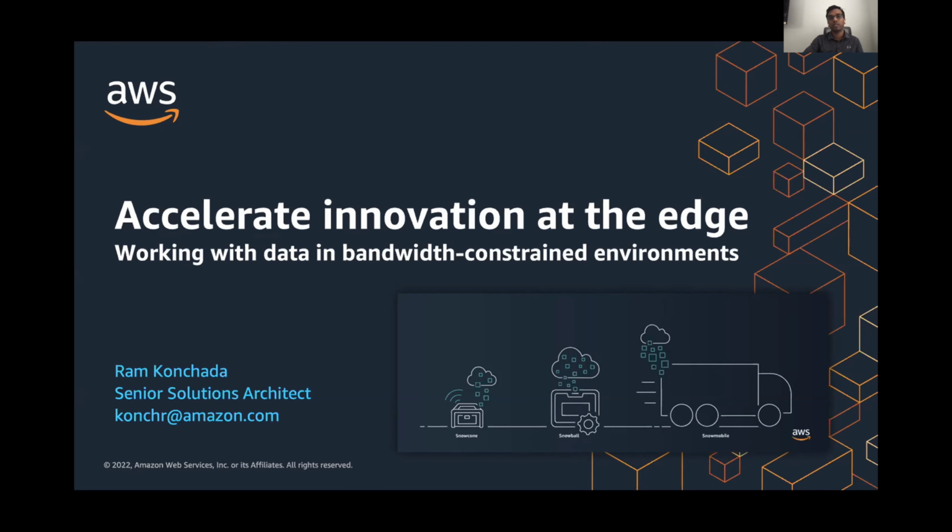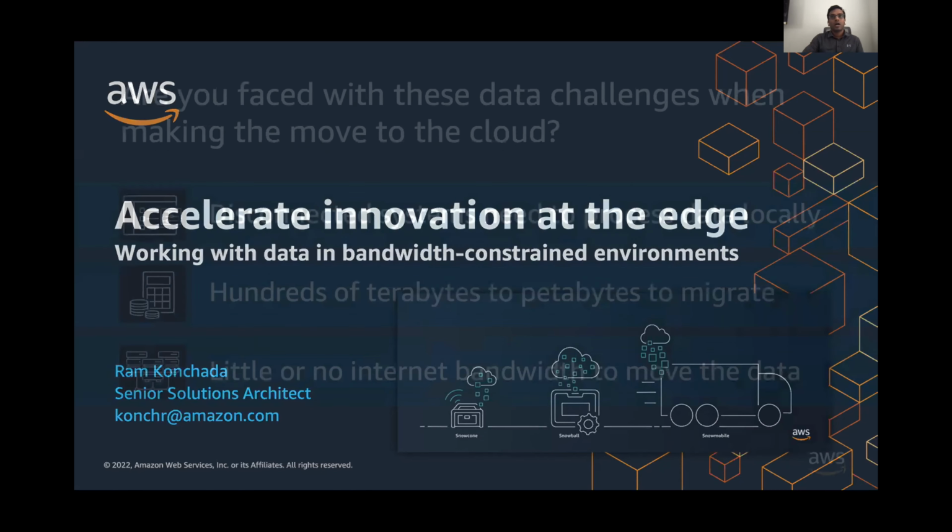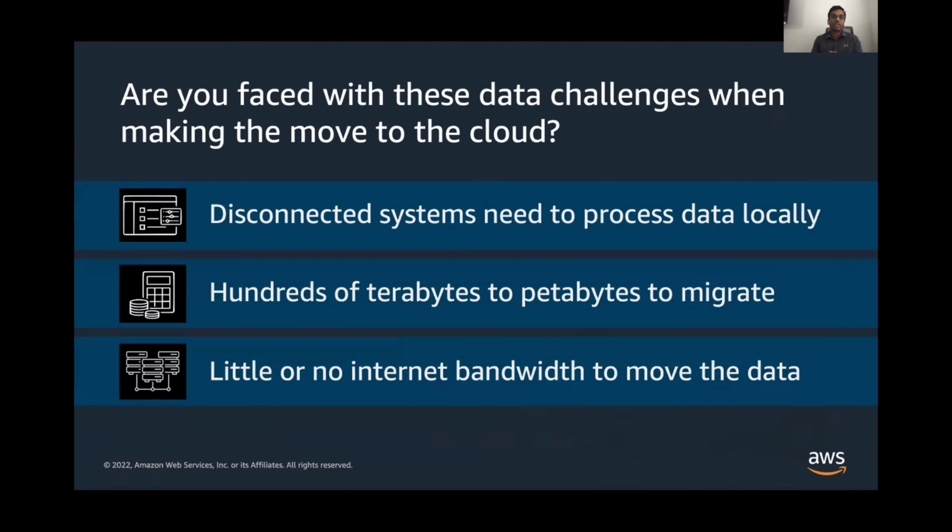For the next 15 to 20 minutes or so, I will talk about the typical challenges at the edge, what the use cases are, and how AWS helps our customers solve their challenges. The top three challenges that our customers face with computing at the edge are, number one, processing data locally with disconnected systems, for example oil rigs, disaster recovery sites, etc. The second is when customers have hundreds of terabytes to petabytes of data to migrate to another location or to the AWS cloud. And the third is moving data when there is little or no bandwidth, especially in remote and rugged locations.